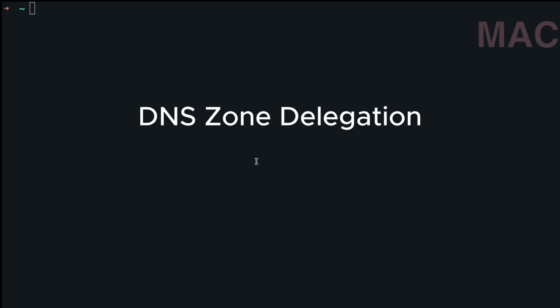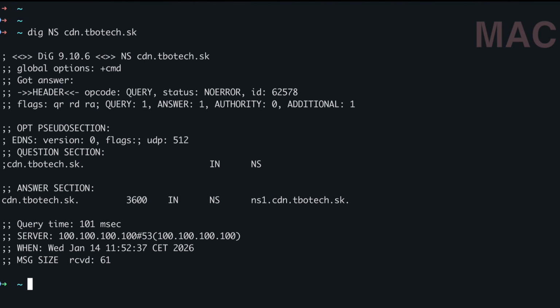74.220.31.138, which is our IP address of the cache node running in Frankfurt, since I'm based in Europe. If I do the very same for another record, this DNS delegation works a bit differently. So first of all, let's see what's our NS record. As you can see on cdn.tbotech.sk, we get an NS record pointing to ns1.cdn.tbotech.sk.